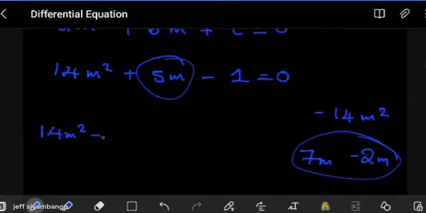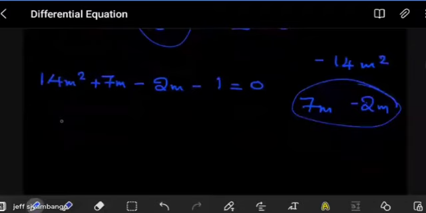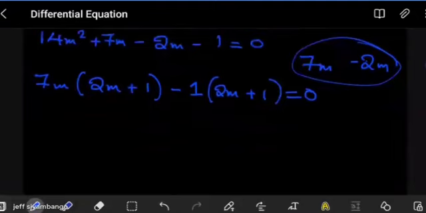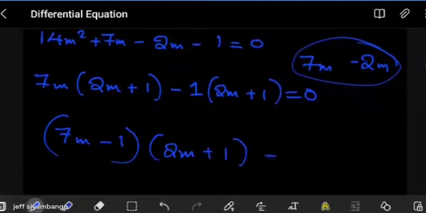14m squared plus 7m, then we have minus 2m minus 1 equals 0. From here, the common factor there is 7m. Then this is 2m plus 1. Then you have minus 1 here, and then this is 2m again, but this will be plus 1 as well, equals 0. So clearly, we have (7m minus 1)(2m plus 1) equals 0.